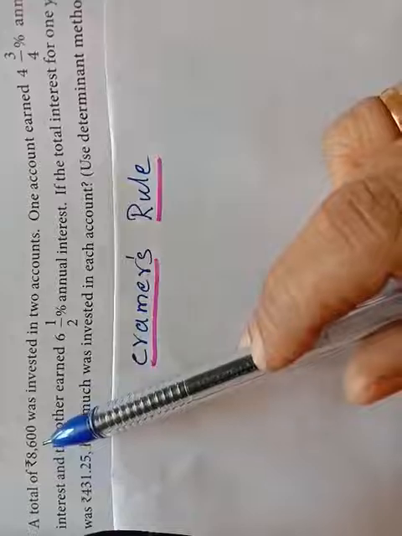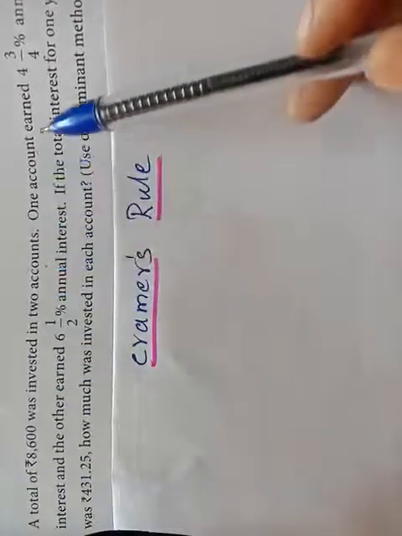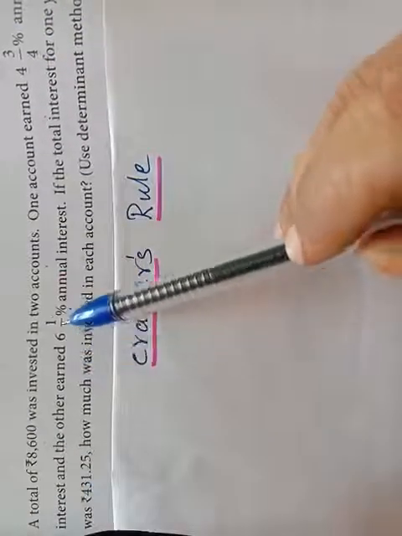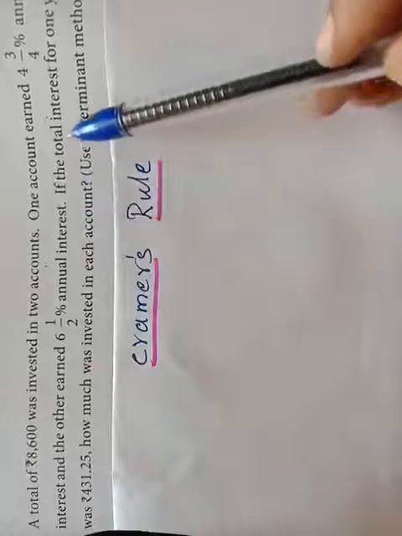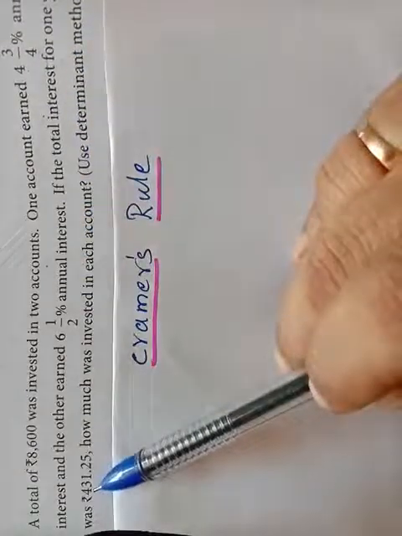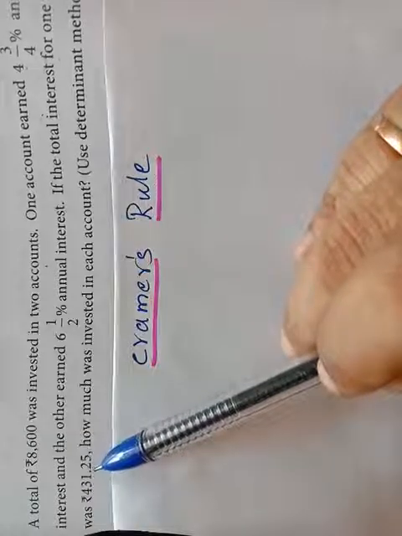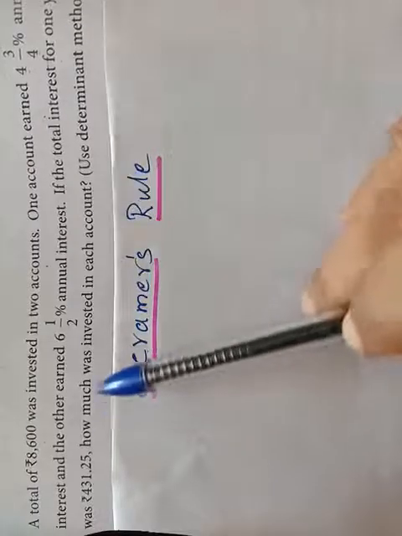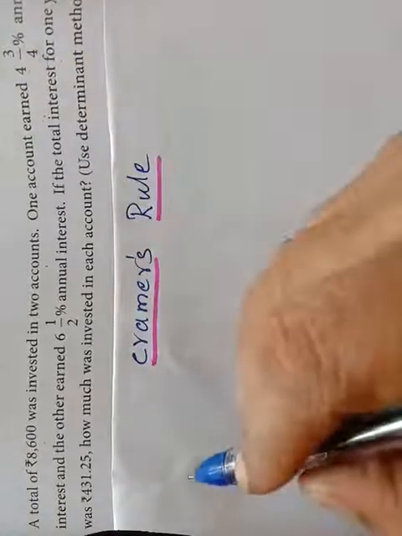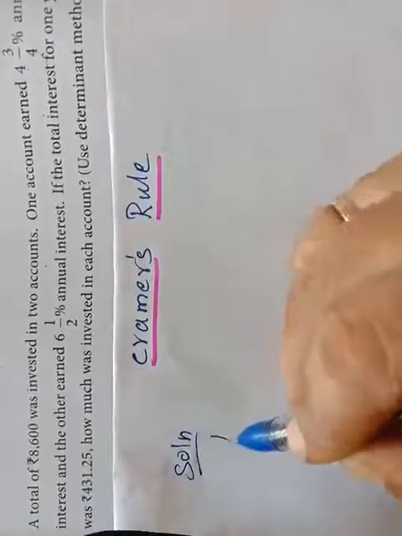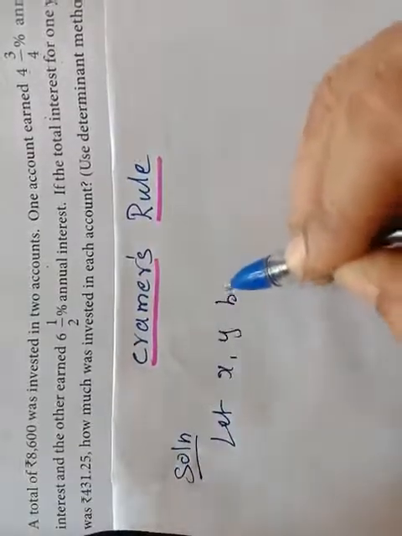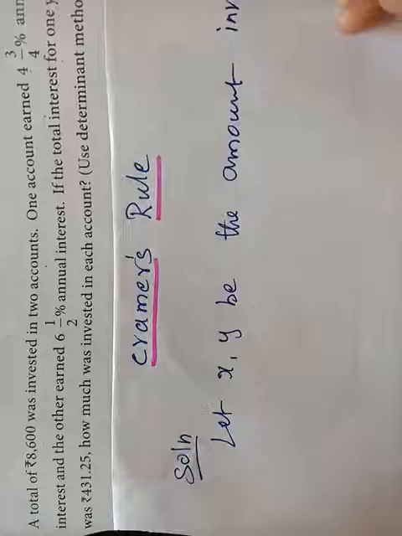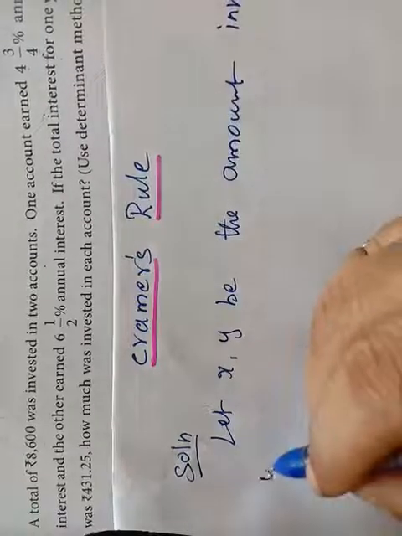A total of 8,600 was invested in two accounts. One account earned 4 3/4% annual interest and the other earned 6 1/2% annual interest. If the total interest for 1 year is rupees 431.25, how much was invested in each account, they are asking. So let x, y be the amount invested in each account.